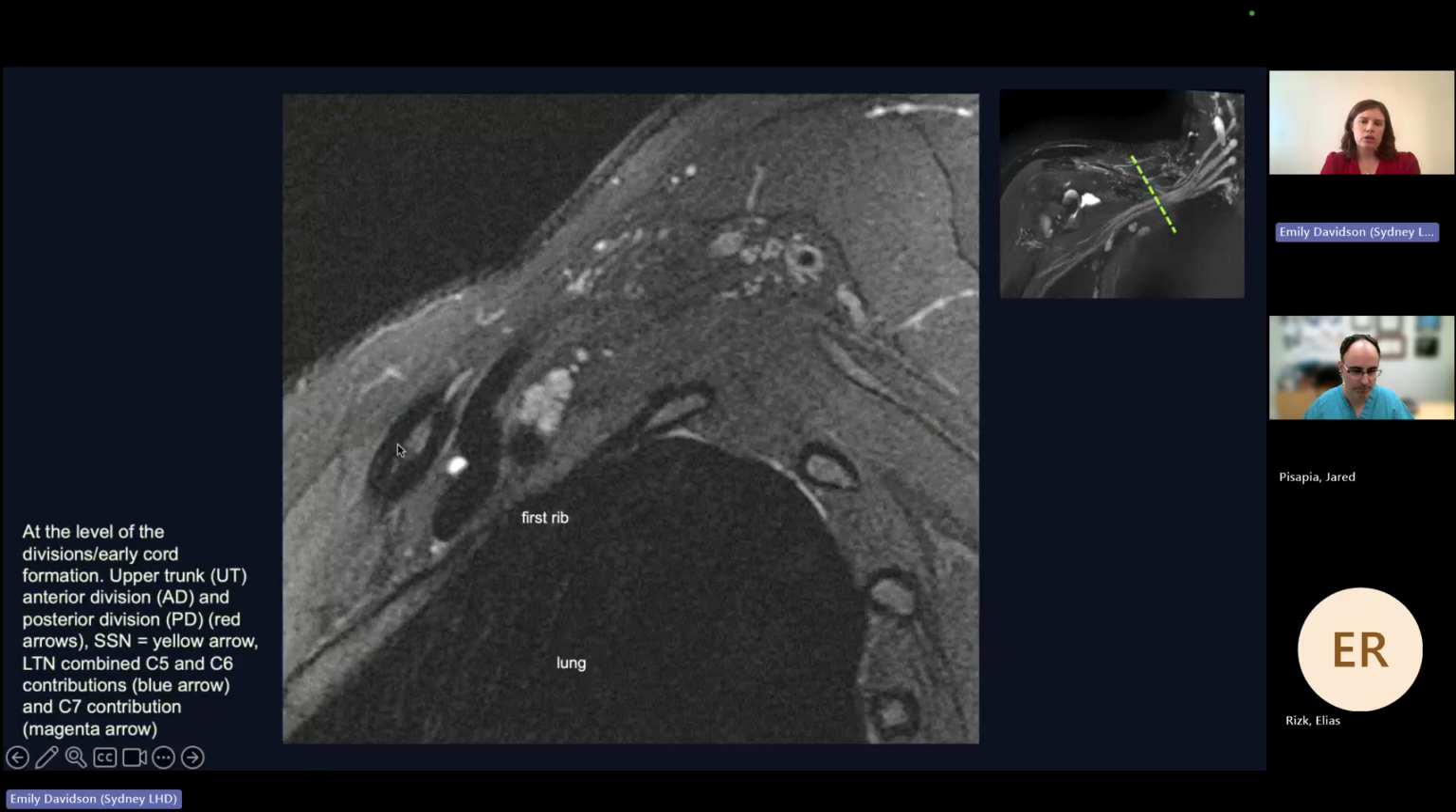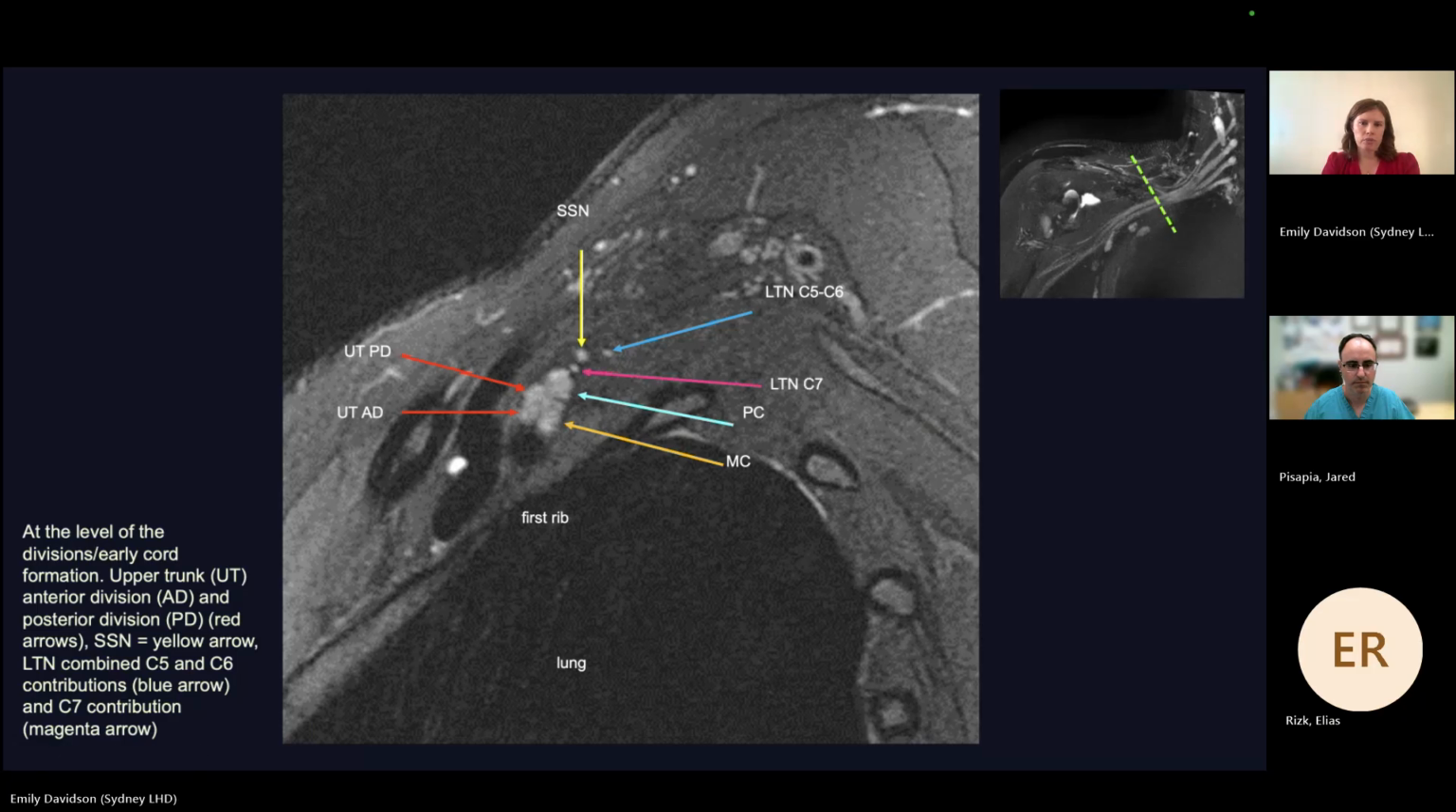Now we're at the level of the divisions, early chords. Here we have the upper trunk has divided into its anterior and posterior divisions. On this particular image, the divisions have probably already formed the chords, but you can almost get this sense that there is an elongation to them, so that it's anterior and posterior components of each of those. And again, those smaller nerve branches.